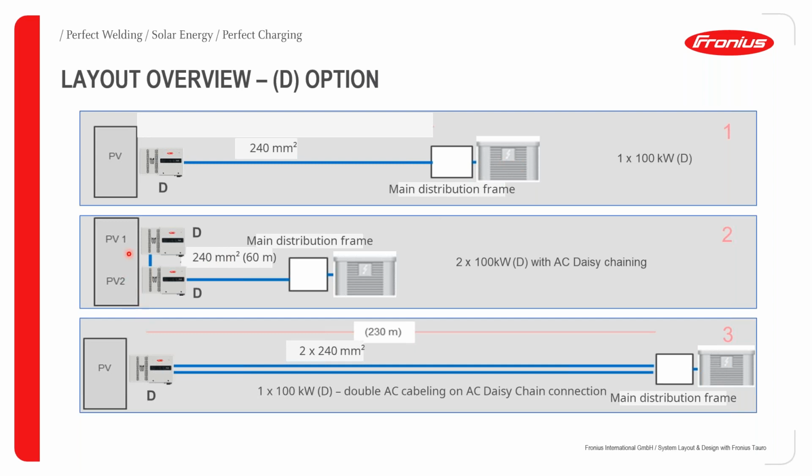Okay. The second example, I've got 2 PV fields. PV field 1 is connected to Tauro 1, and PV field 2, which is maybe pointed in another direction, is connected to Tauro 2. Okay. Between these 2 Tauro inverters, I've got DC chaining, AC-DC chaining. And I'm now only running one AC cable from the second Tauro to the main distribution frame. And this AC cable is rated for, well, it's 240 millimeters squared in terms of cable cross section, and it's only running for about a distance of 60 meters.